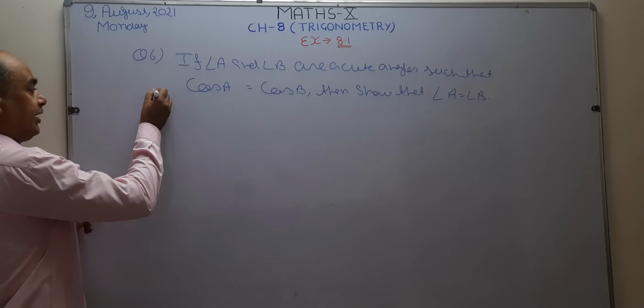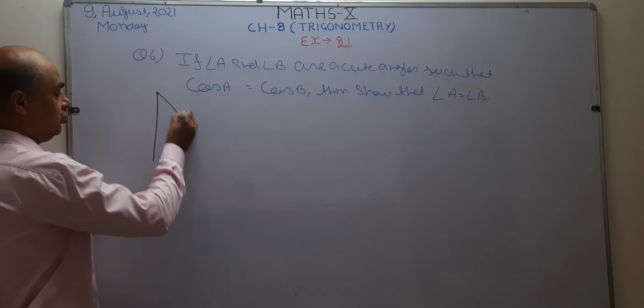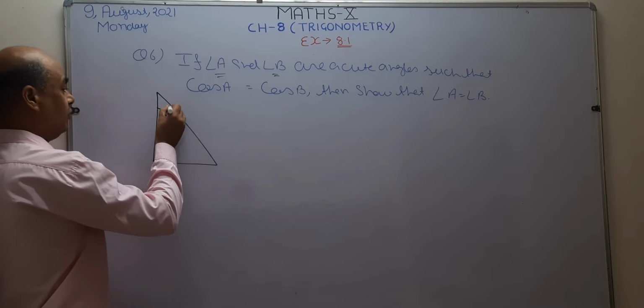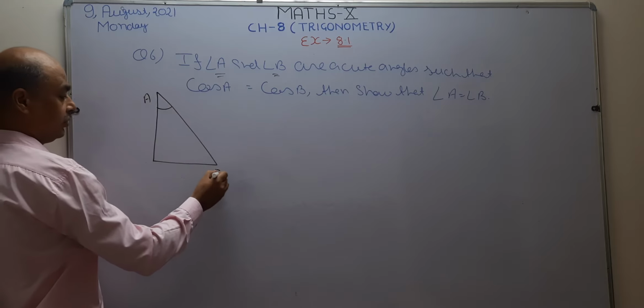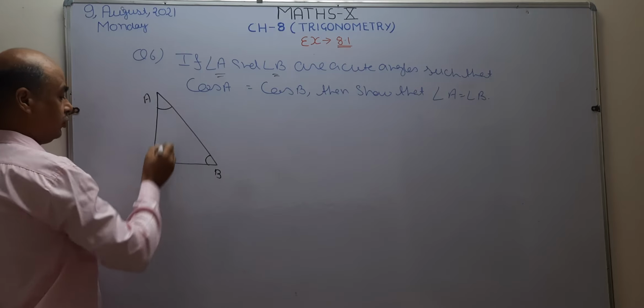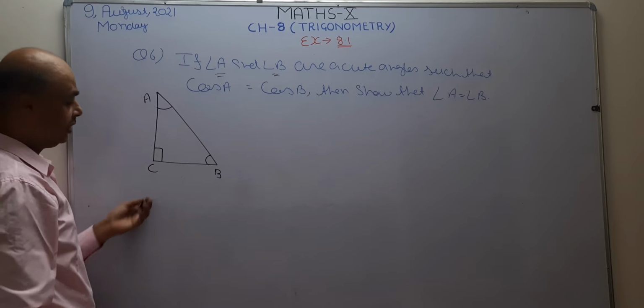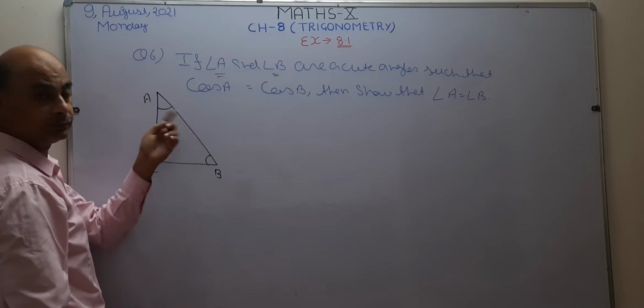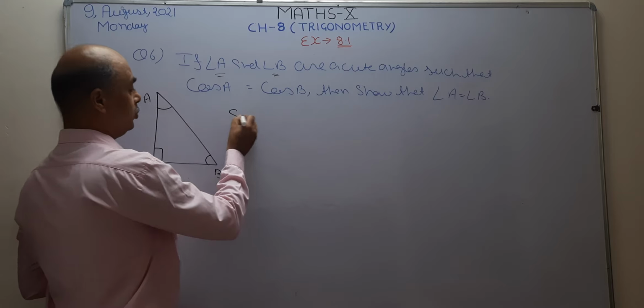So construct one right angle. Suppose this is your right angle. I want to take these two angles, one here and the second here, because this is given as acute angles. If these two are acute, then angle C becomes the right angle. In a right angle triangle, two acute angles are there. I take A and B here. Now, I want to solve this part.